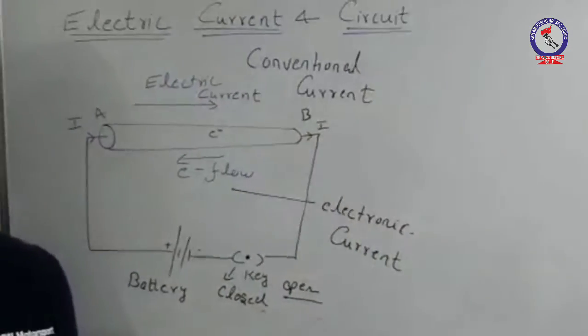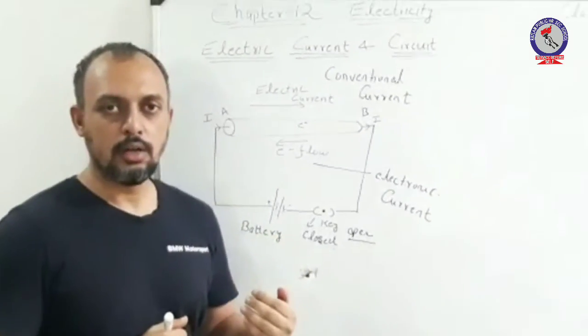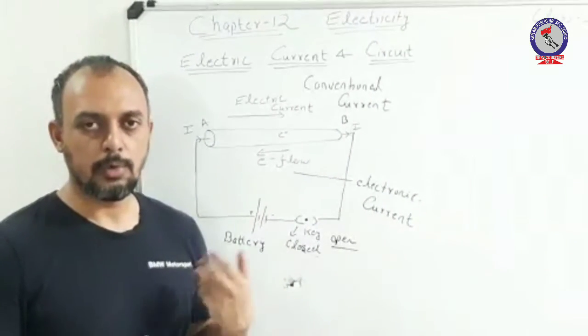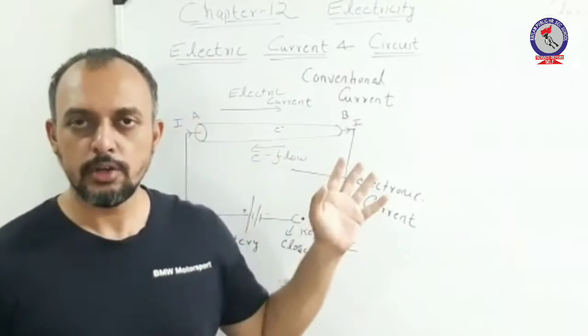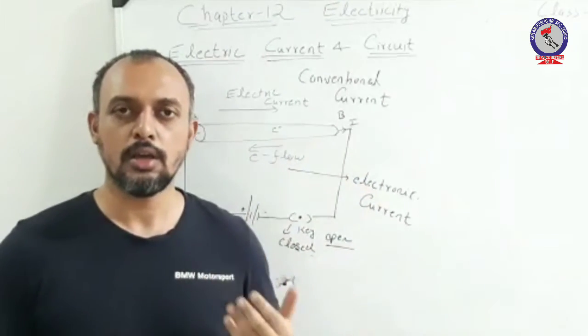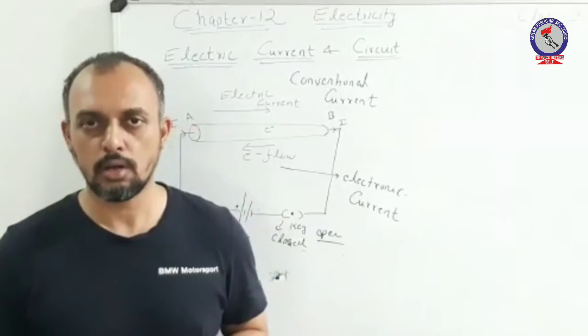Here a logic which comes into play is that the direction of conventional current is always taken in a direction opposite to that of electronic current. I am repeating my point that the direction of conventional current or electric current in any circuit is taken as the direction opposite to that of the flow of electrons or electronic current.